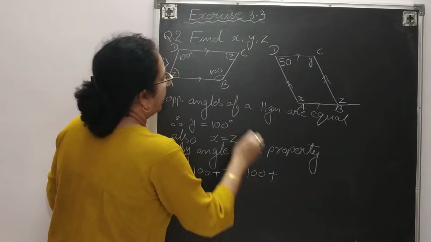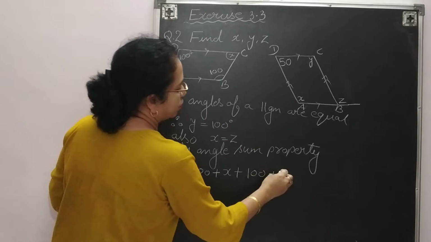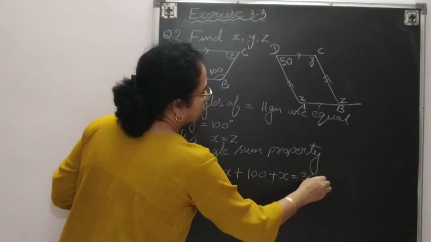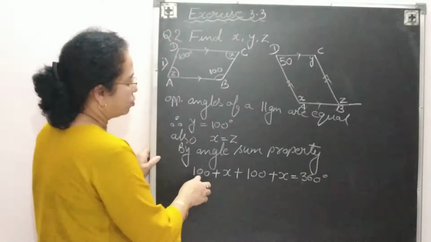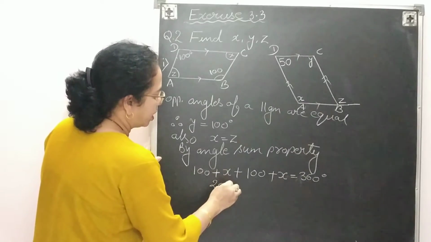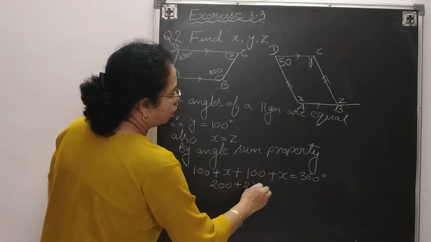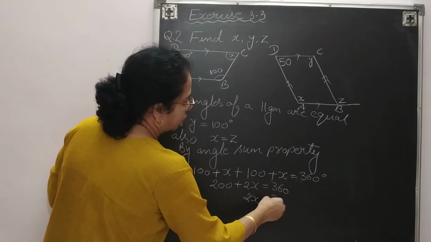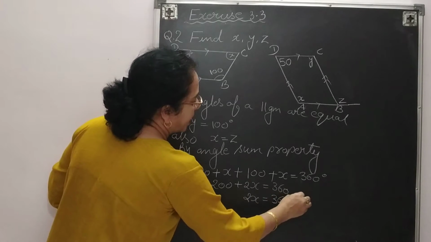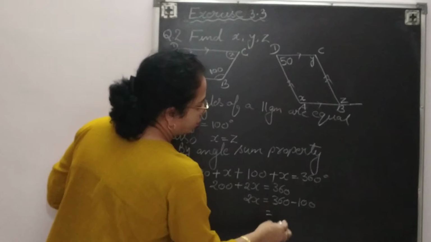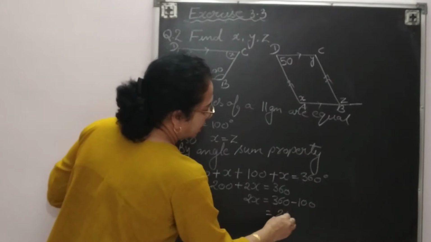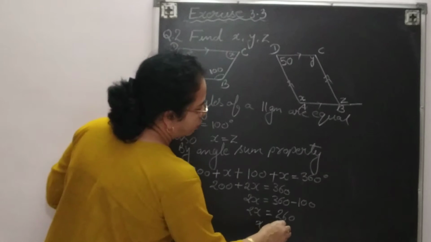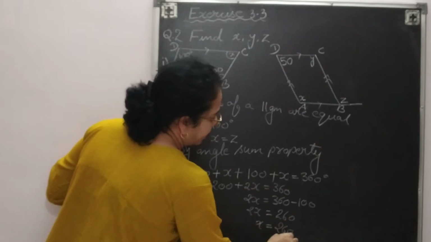Plus 100, and these two values are again same. So instead of z I am writing x once again, and this will give you sum of all the 4 angle is 360 degree. So 100 plus 100 will give you 200. X plus x will be 2x is equal to 360 degree. Now 2x is equal to 360 minus 100. So this will give you 260 degree. And then you can find out x, you can divide by 2, 260 degree divided by 2.